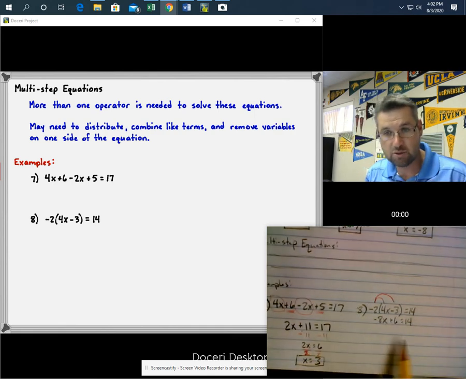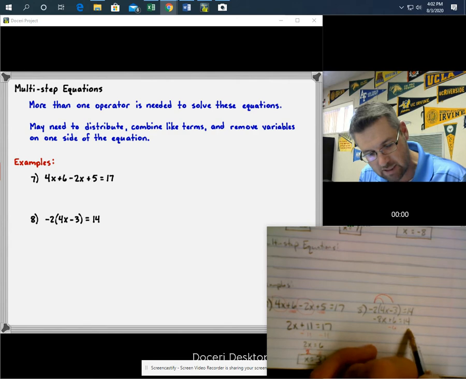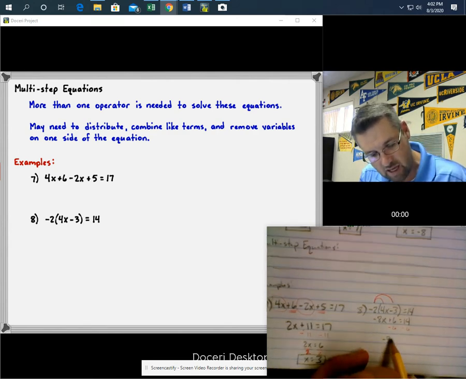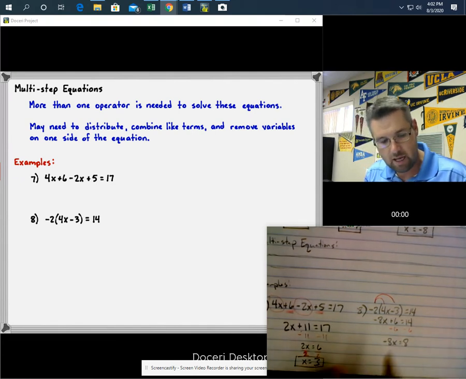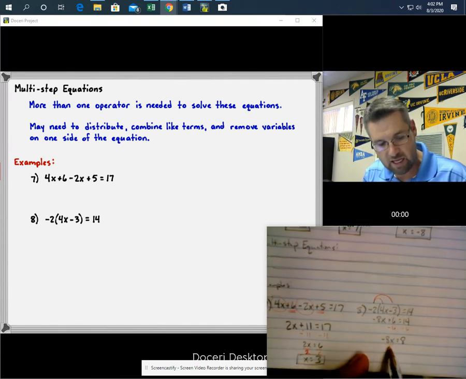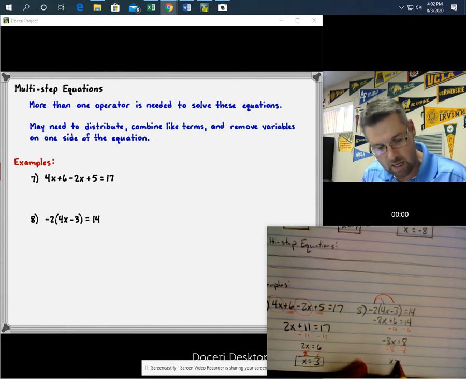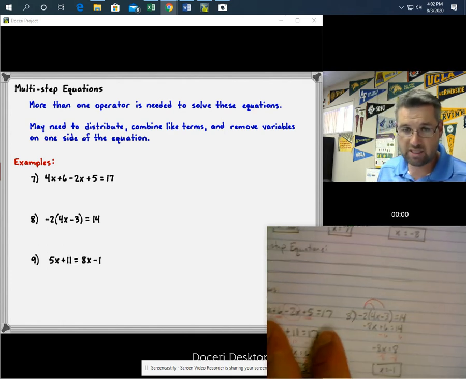And now we're down to basically a two-step equation. I want to get rid of multiplication and addition. So the first thing I'm going to do is get rid of the addition by subtracting 6. And so we end up with negative 8x equals 8, because 14 minus 6 is 8. And the next thing we're going to do is divide by negative 8. And we end up with x equals negative 1. Okay. And then we have one more example here.